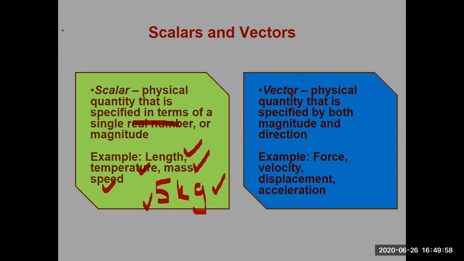The second one is a vector quantity. Vector physical quantities are specified by both magnitude and direction. Force: how much force is acting and in which direction it is acting. Velocity, rate of change of displacement. Displacement has direction. Acceleration is also a vector. The distance covered in a specific direction is displacement, and the displacement covered per unit time is velocity. Force acting on a body is also a vector quantity.